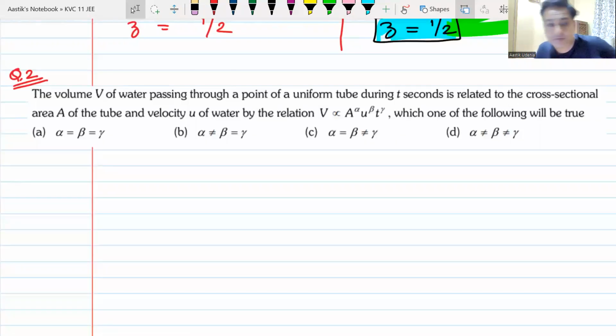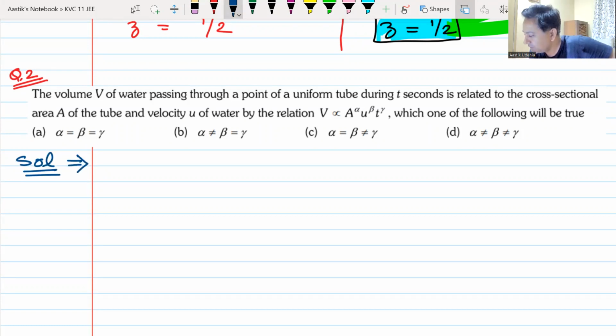Sir, answer is B. Okay, I got the answer. Answer is B, sir. That is correct. Answer is B. Well done. Well done, bacha. What about the others? Are we there in the same class? Well done. Answer is B. That is absolutely correct.